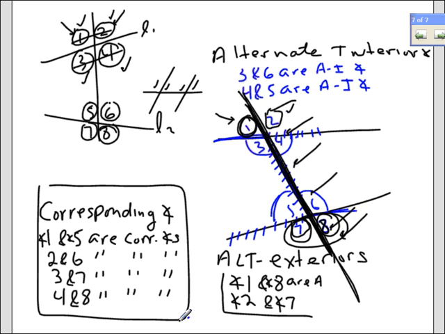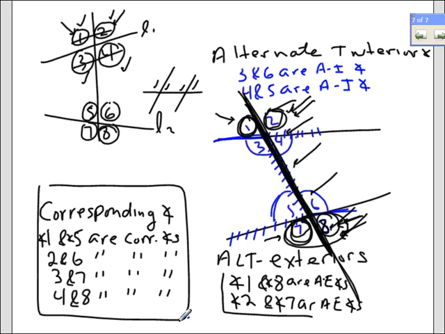These are alternate exterior angles. 2 and 7 are alternate exterior angles. They don't lie on the same side of the transversal. And they're exterior. Angle 2 is certainly exterior. So we have 7 and 8, but to pick the other angle that goes with 2 to be exterior, we don't pick 8 because it's on the same side of the transversal. We pick the other one, which is 7.